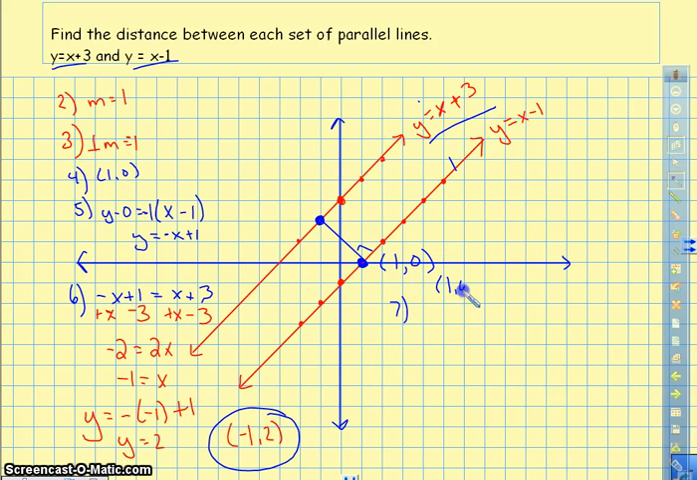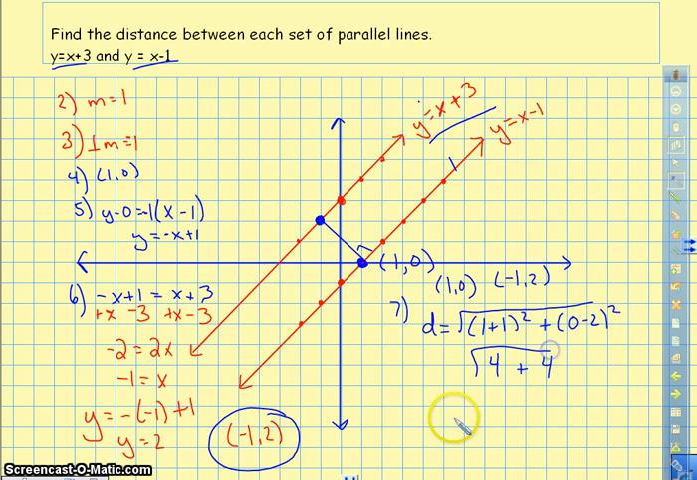So I'm going to use 1, 0, and negative 1, 2. And if you're writing all of this stuff on your graph, it's going to make it a lot easier for you to determine what you're supposed to do next. Okay, so I'm going to do 1 plus 1 squared plus 0 minus 2 squared for my distance formula. 1 plus 1 squared is 4. 0 minus 2 squared is 4. So my distance equals square root of 8, which simplifies to 2 times the square root of 2. That's my distance.